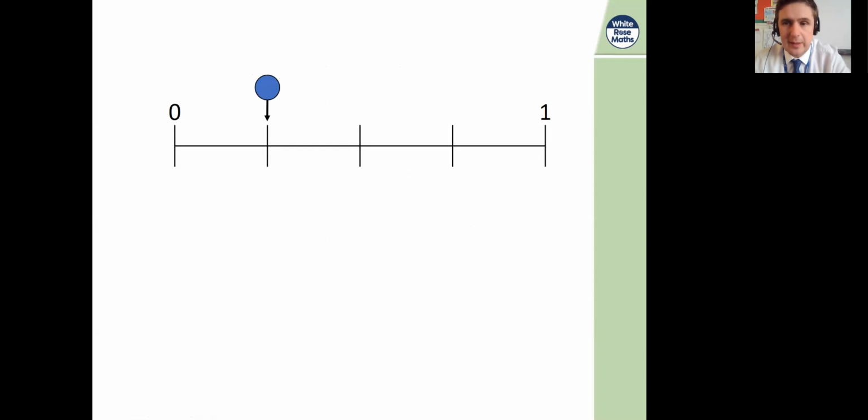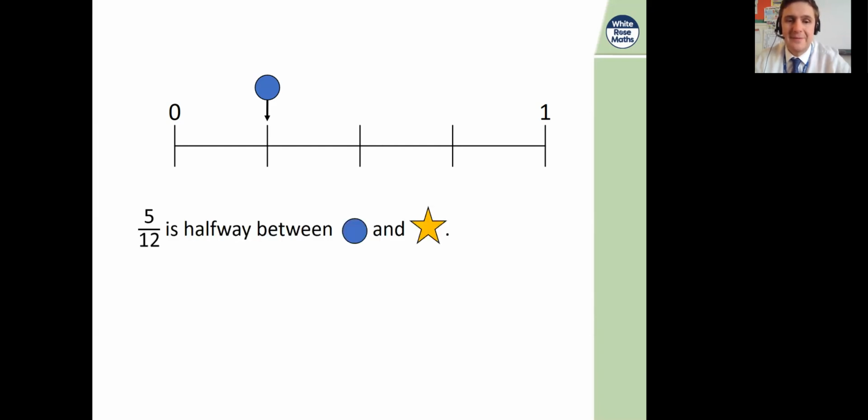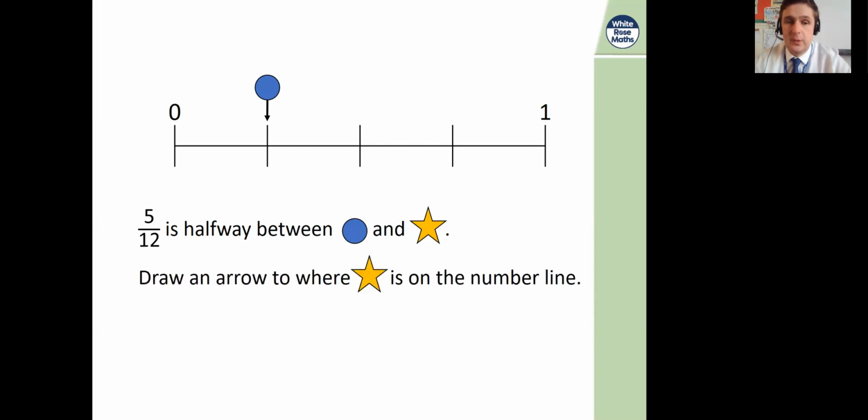Now, you know I like puzzles. I really like this puzzle. But puzzles are all exactly the same. They have steps. You follow the steps, you go one step at a time, you find a solution, and then we move on. There's no question at the moment. Just think about what fraction is where that blue dot is. Think about that first. 5/12 is halfway between the blue circle and the star. Draw an arrow to where the star is on the number line.